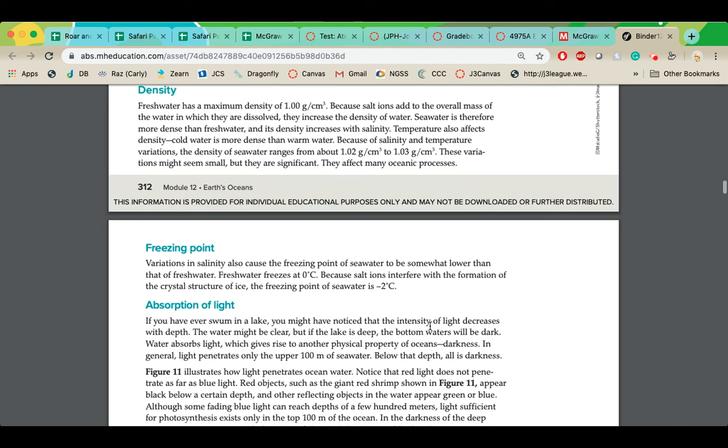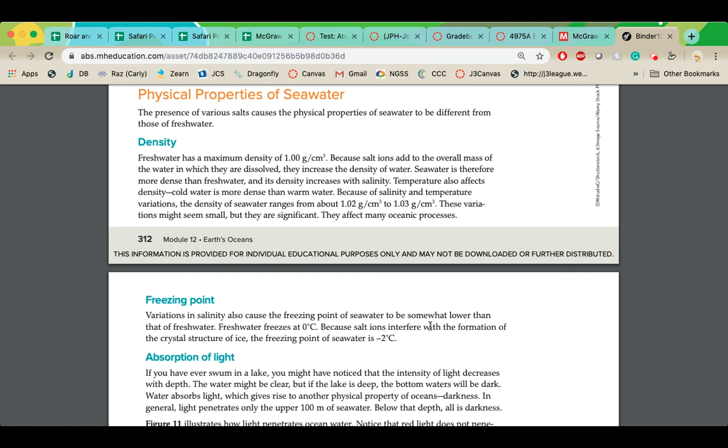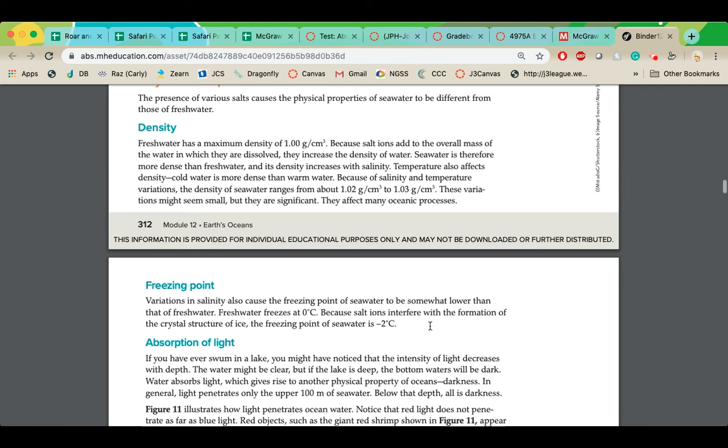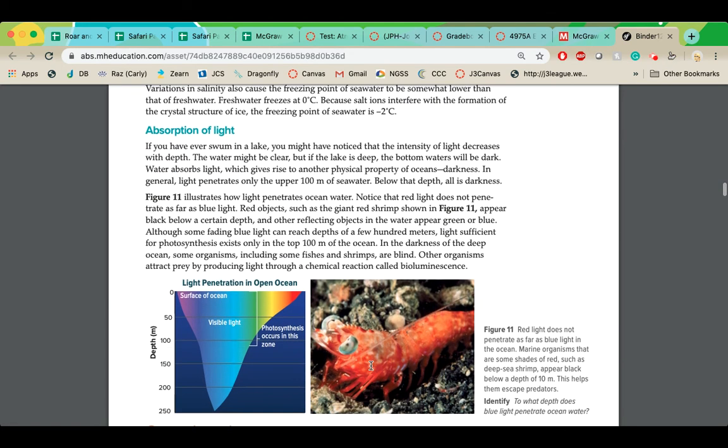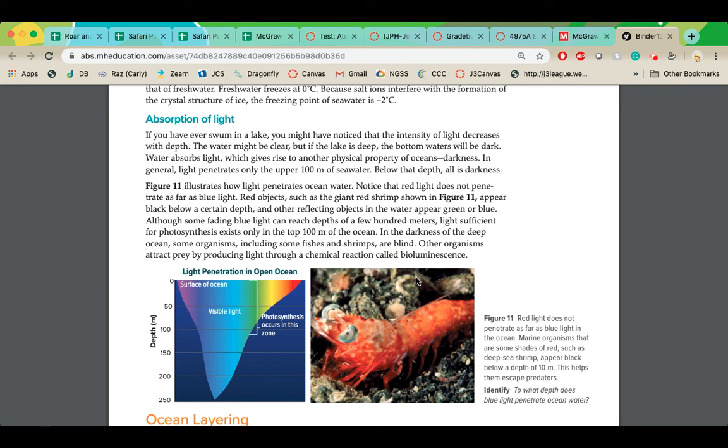So the properties of seawater: it can have various densities. As it has more salt in it, it gets heavier and it sinks. And remember, cold water has more salt. So cold water has more salt, it gets heavier, it will sink to the bottom. Salty water does not freeze as fast. While regular water will freeze at 0, salty water won't freeze until -2. So it can get a lot colder when there's a lot of salt in the water. And light absorption changes with depth.